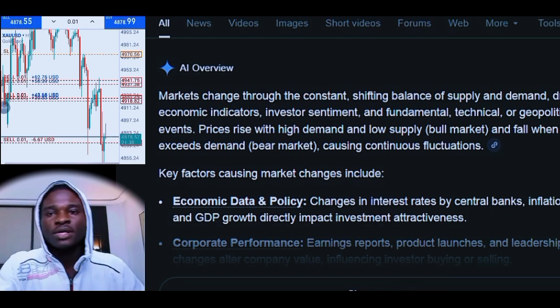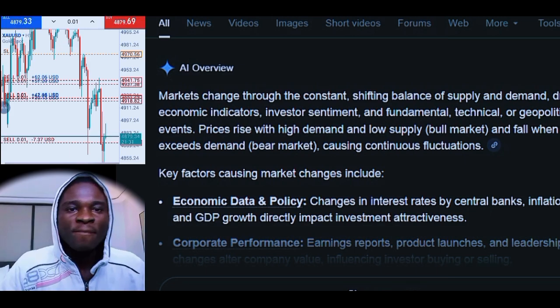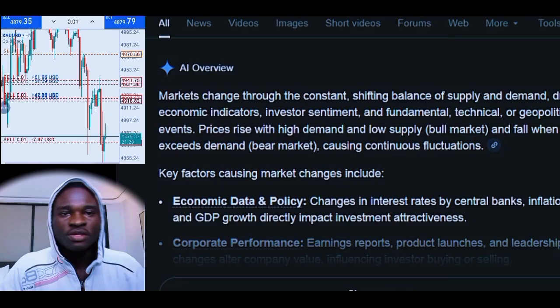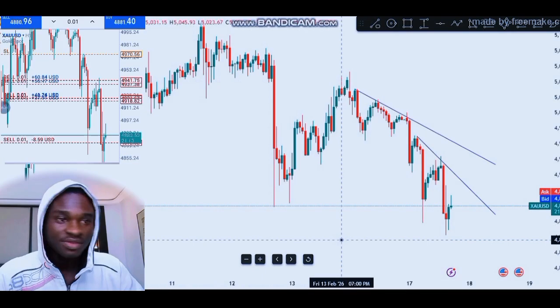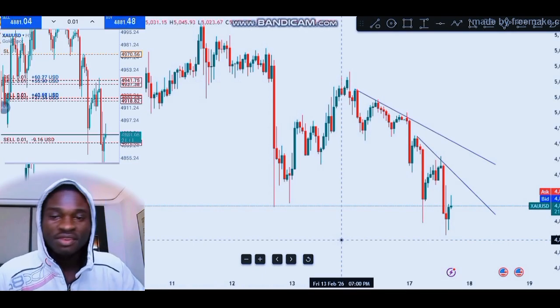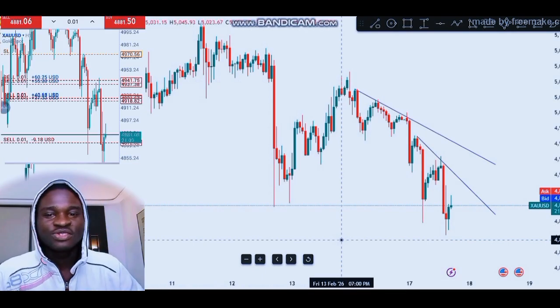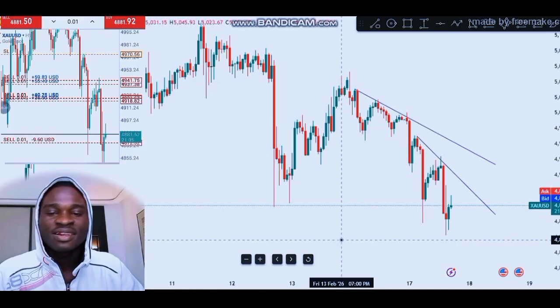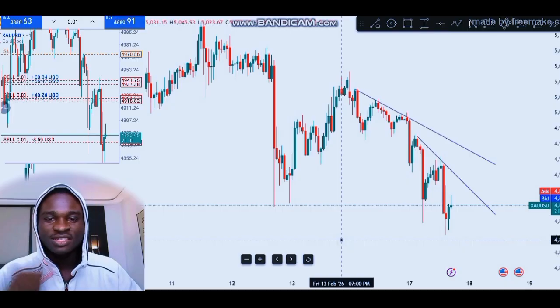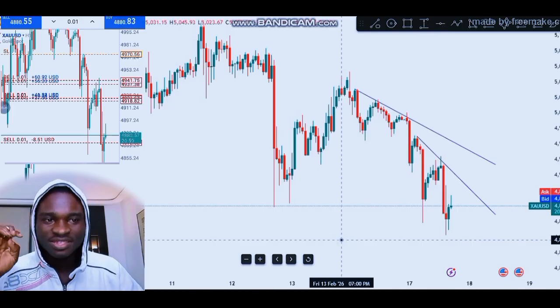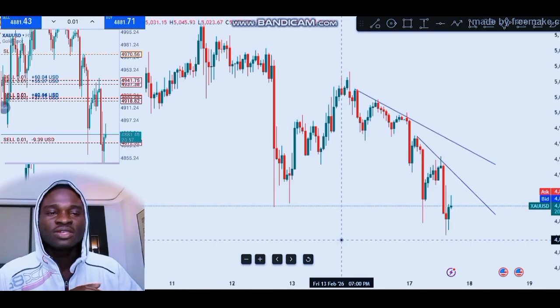Let me shift so that I can read it. Market change through the constant shifting balance of supply and demand. That is enough for me. When market change, I'm not going to learn a new strategy. When market change, my strategy don't change. My strategy stay the same.